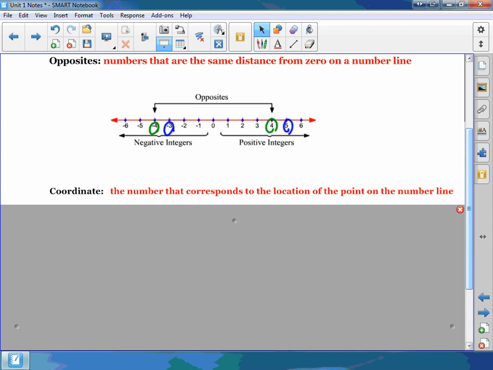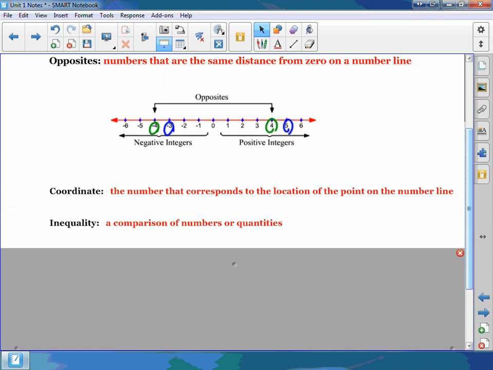You're familiar with graphing on the coordinate plane, your xy axis. Well, we're just strictly talking about the horizontal, the x-axis here. And you know that on the coordinate plane, when you reach the 0 point, which we call the origin, anything to the left of the origin represents negative numbers, and anything to the right of the origin represents positive numbers.